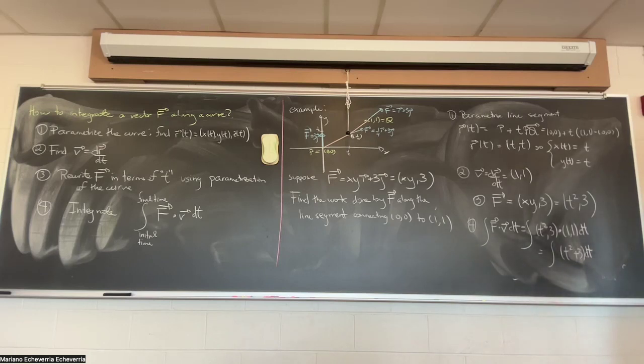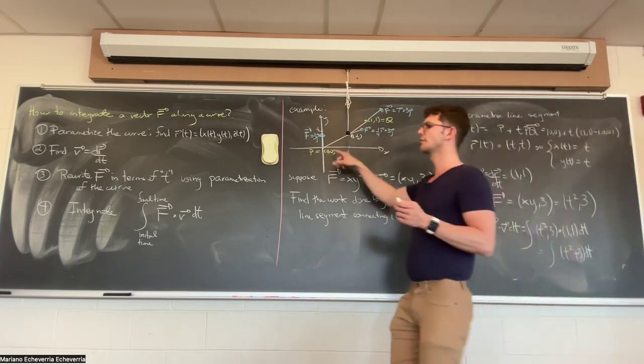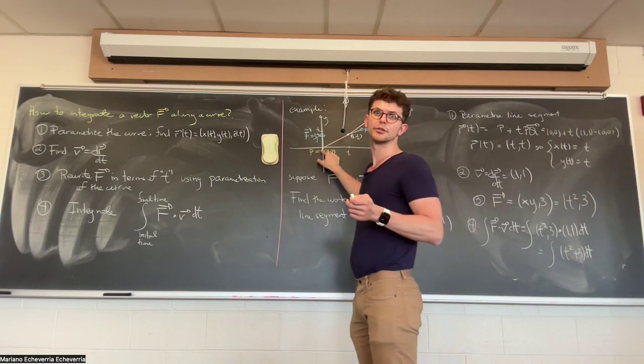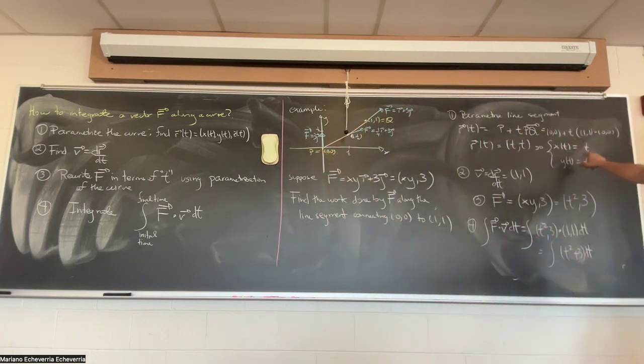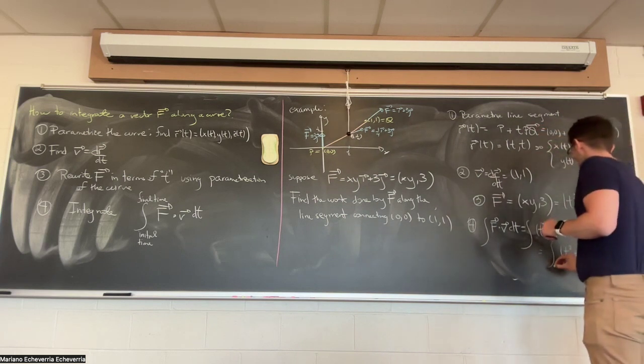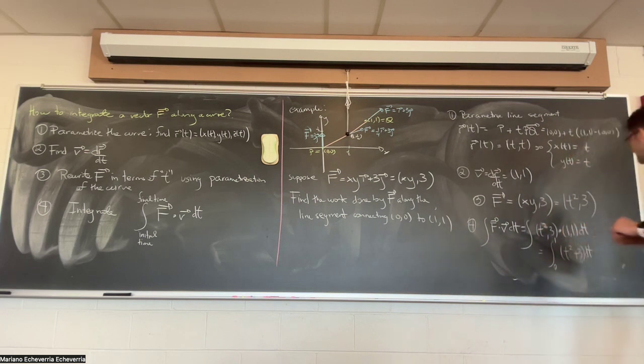So what are the bounds for t? It goes from the initial time to the final time. At time zero we are located at the origin, you can just look at it from the parameterization. And time one is when we are at point Q. So the bounds for t go from 0 to 1. You just get t cubed over 3 plus 3t from 0 to 1, and that gives you 1/3 plus 3, that's 10/3.